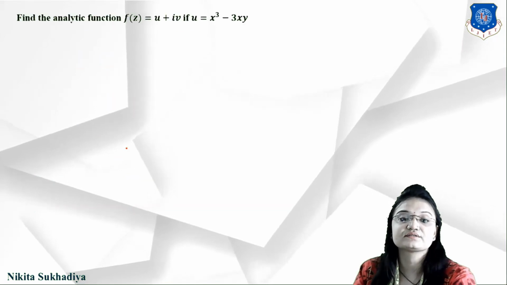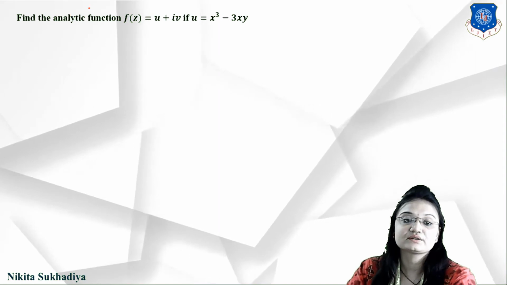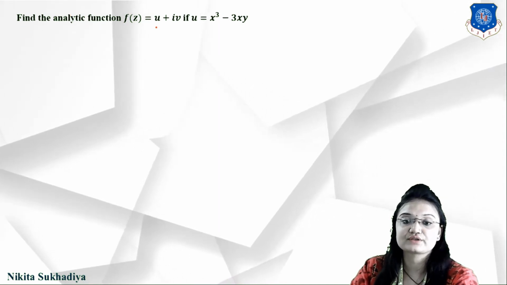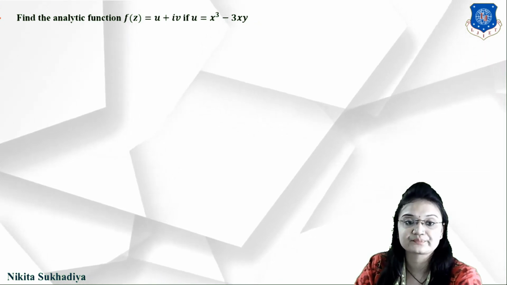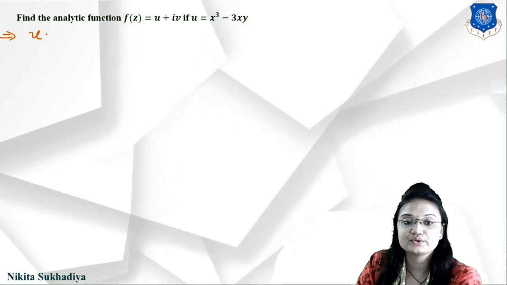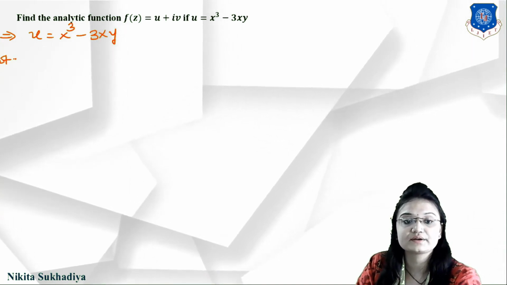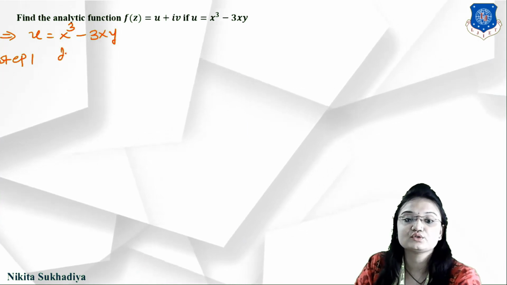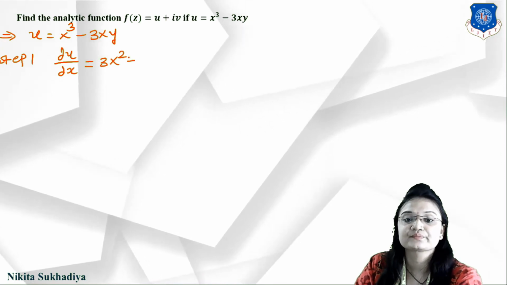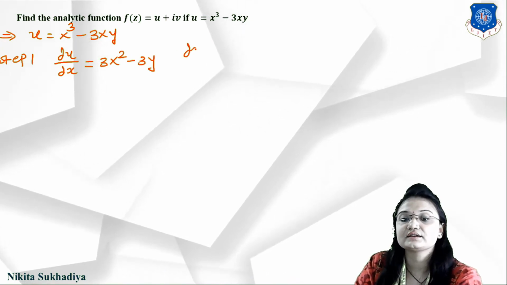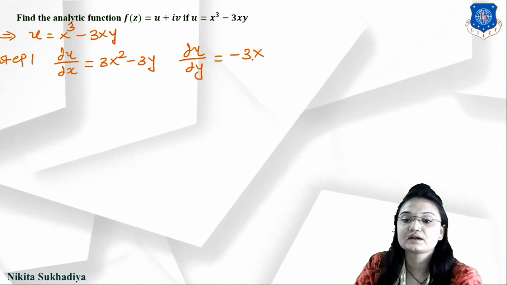Okay, let us understand with an example. Here we have the function f of z. The question is: find the analytic function f of z equal to u plus iv, if u is equal to x cube minus 3xy. So here our u is x cube minus 3xy. Step number 1, find del u by del x. Del u by del x will become 3x square minus 3y, and second, del u by del y will become minus 3x only.